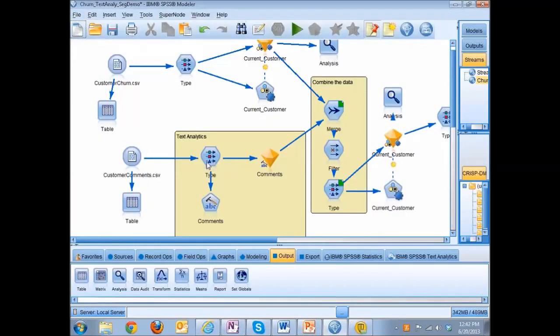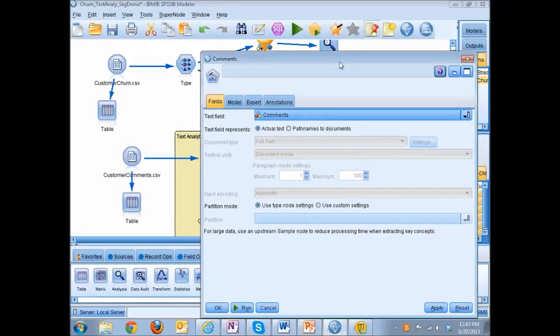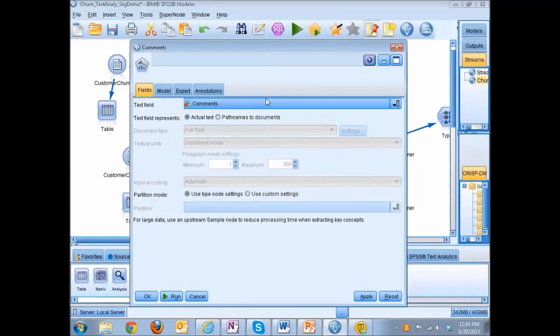So I'm going to give you the quick overview of text analytics. This is a complicated topic, so I'm going to try and give you a frame to think about rather than go too deep. Here it is. A couple of things to look at on this node. We're looking at comments.